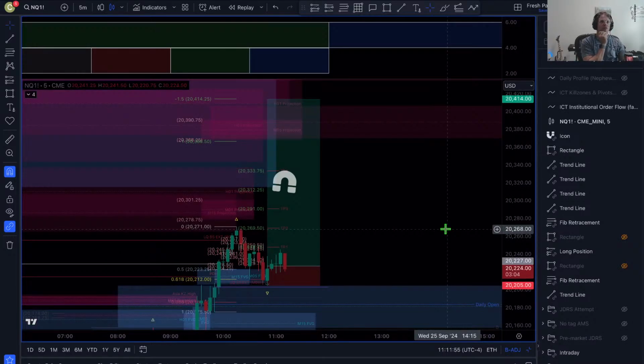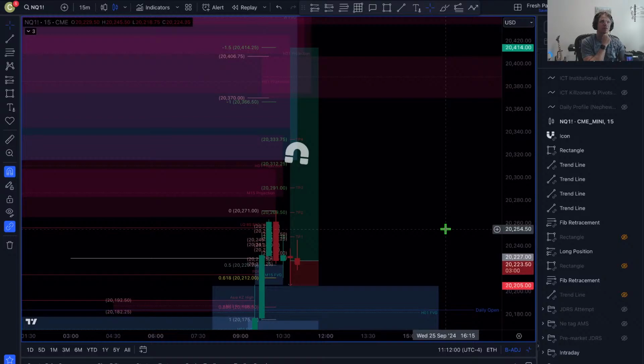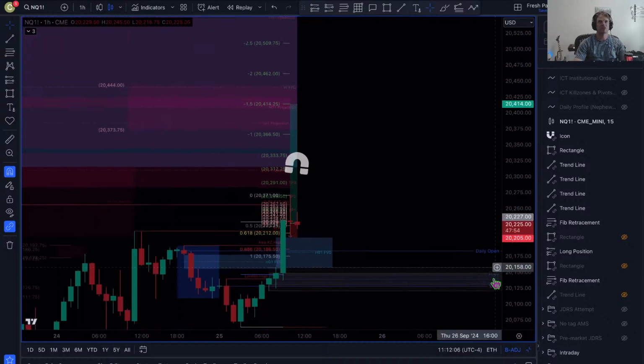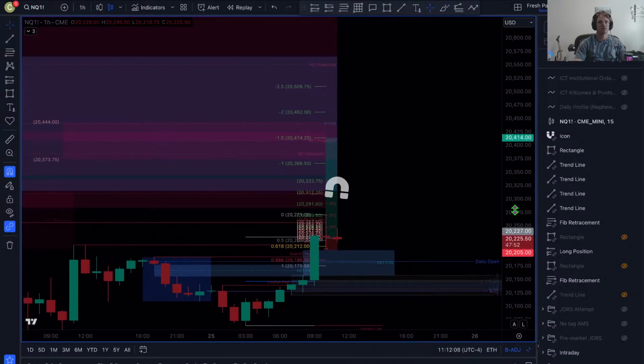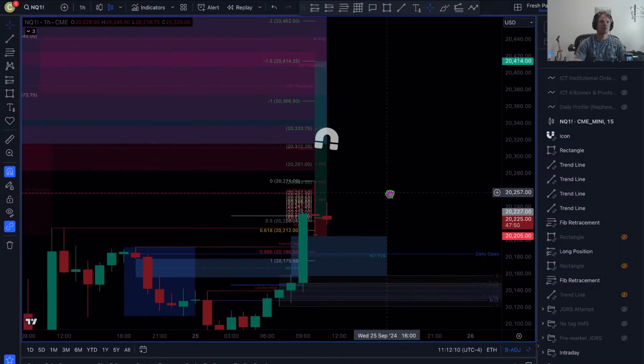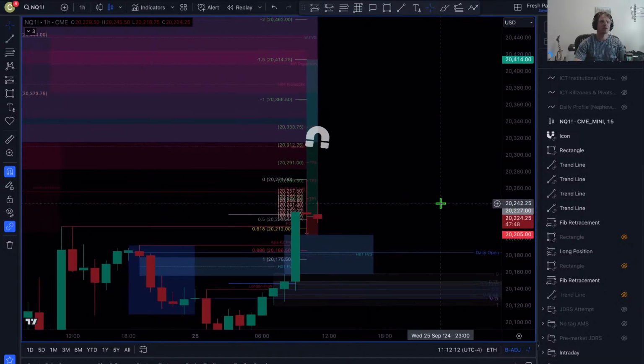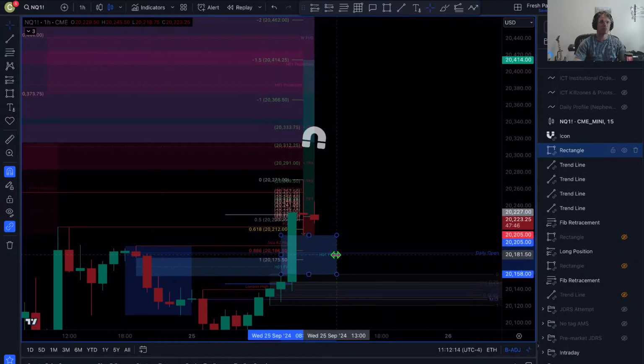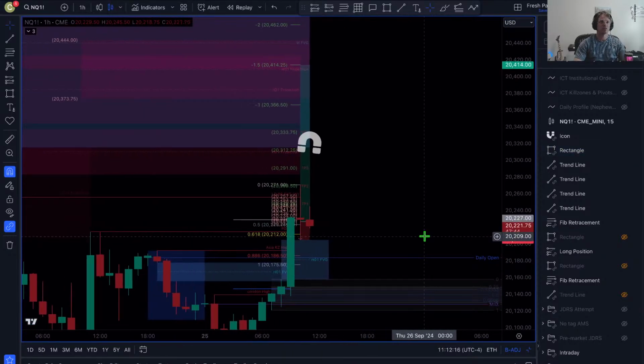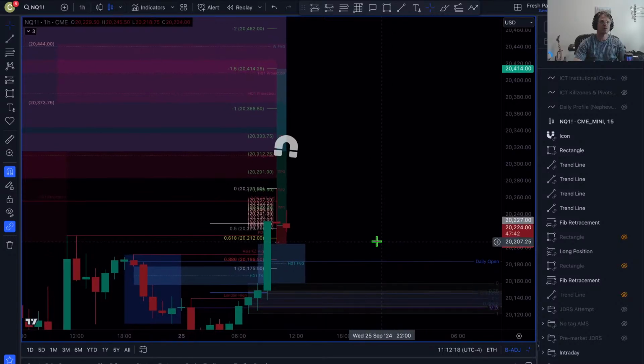What's going on with our others? Okay. Yeah, again, part of the problem is if you look at the hourly, it looks like it wants to go down off of this weekly, monthly level and come grab this fair value gap on the monthly, on the hour.